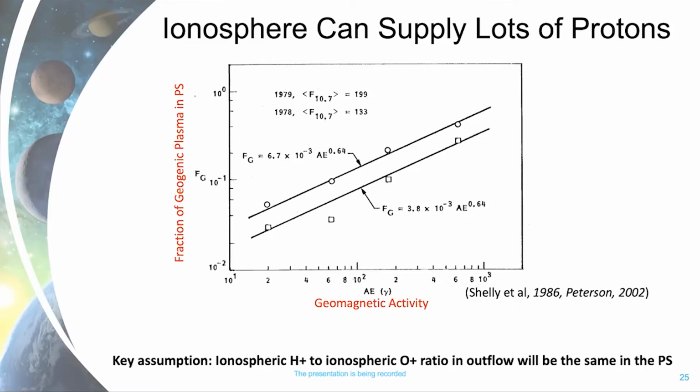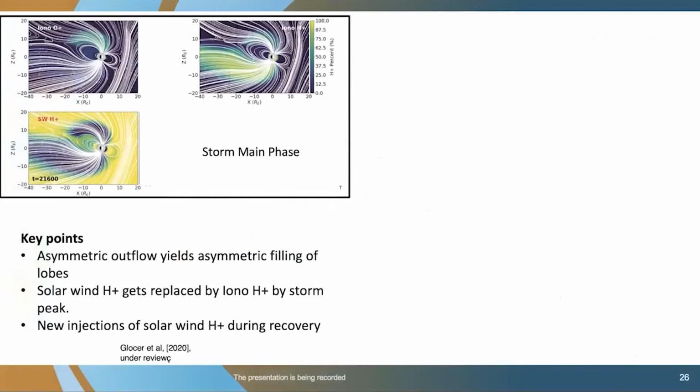So these are data studies, but what I want to do is come at this same question from a modeling perspective. So using the modeling network that I talked about earlier with the space weather modeling framework, we're trying to get at this. And so here I'm showing you the y=0 plane. This is the noon-midnight meridional plane. And I'm showing you the ionospheric protons in the upper right, the ionospheric oxygen in the upper left, and the solar wind protons in the lower left. And so the color contour is showing the percentage that each population is contributing to the total.